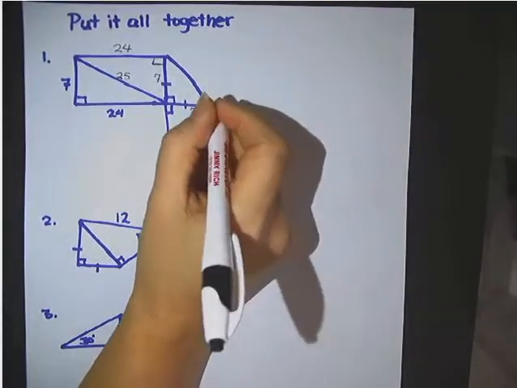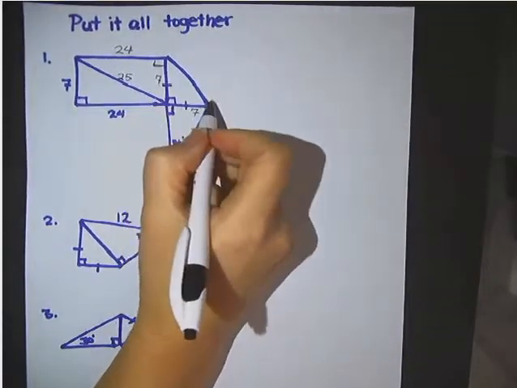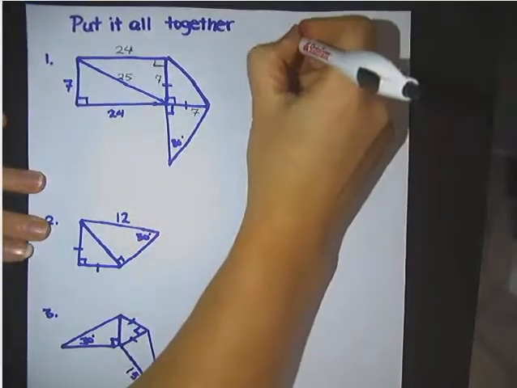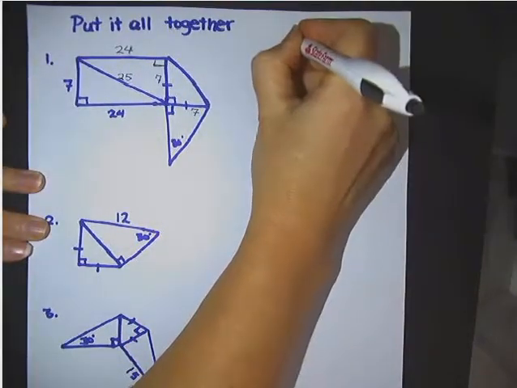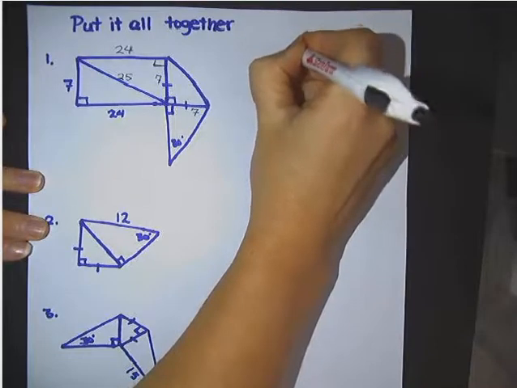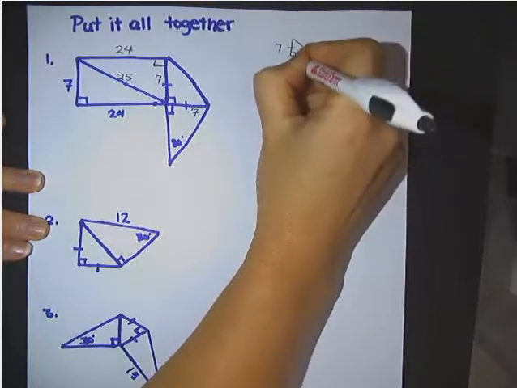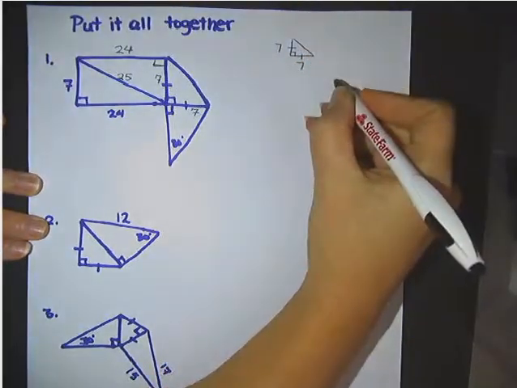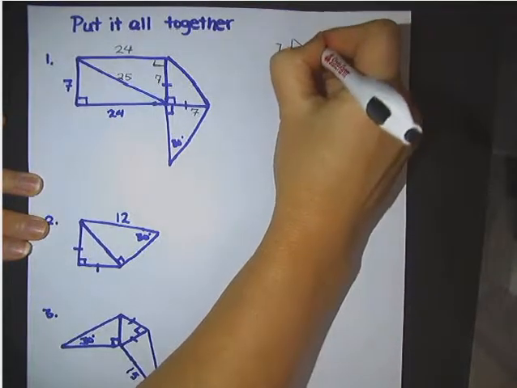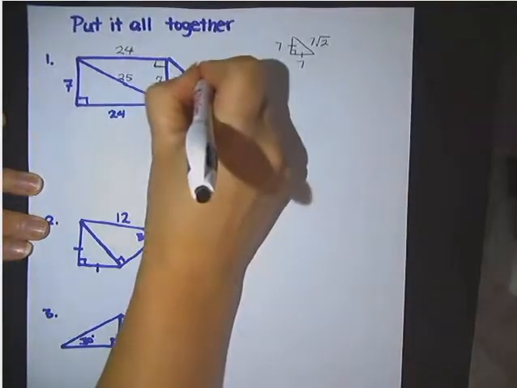And look at one triangle at a time. Now we're in this new triangle. If you get confused, just draw the one triangle that you're in separately. This is a 45, 45 right triangle with 7 and 7. So what's the hypotenuse? Exactly, 7 root 2. 7, 7, 7 root 2. So that belongs there.